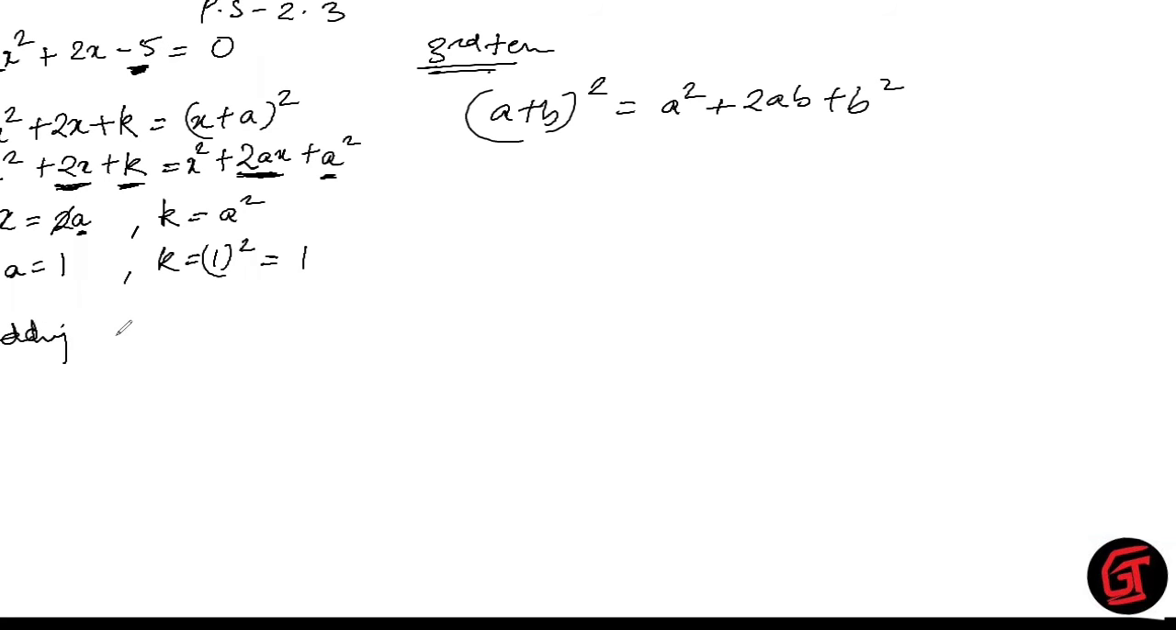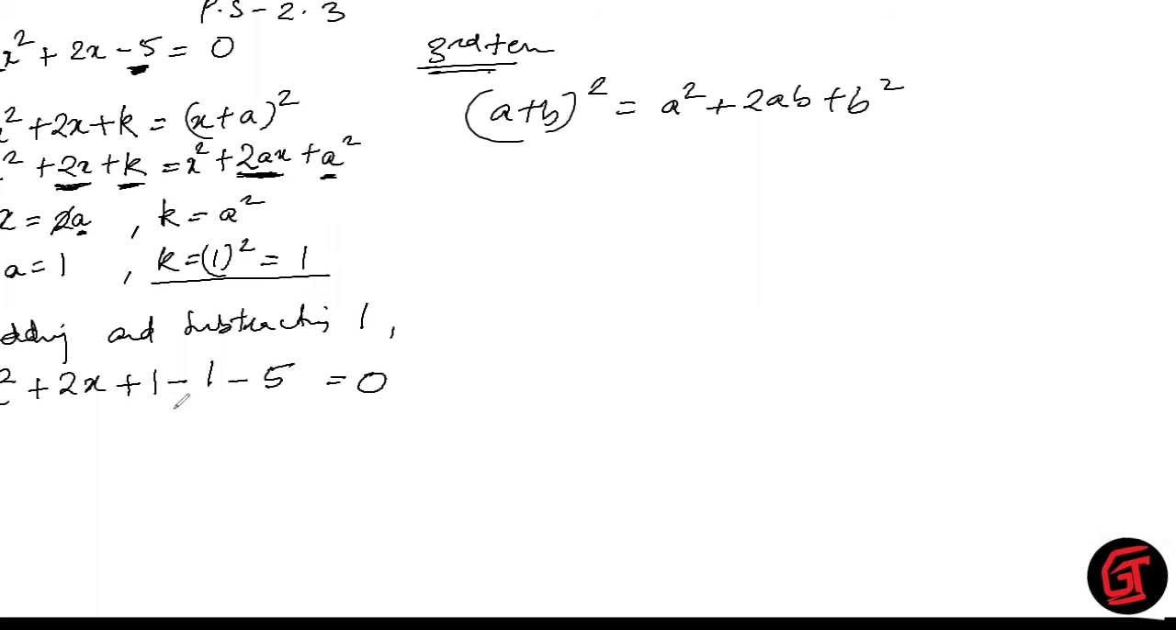So what is our step? Please write it down: adding and subtracting our third term. What we got as the third term is 1. Why do we add and subtract? Very important question. Let me do it in the sum first, then I will tell you why. The original question: x square plus 2x, now the new third term 1, so we add and subtract, and the old third term minus 5 is equal to 0.